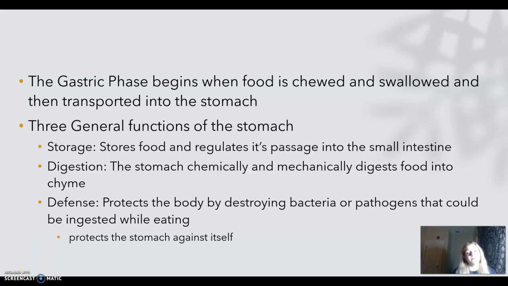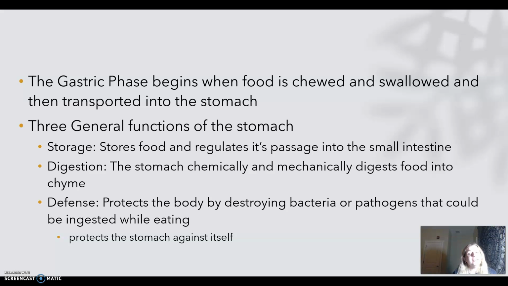So the gastric phase begins when the food is chewed and swallowed and then transported into the stomach. There are three general functions of the stomach. It includes storage, which stores food and regulates its passage into the small intestine. This is also where most digestion and absorption occur, and it helps regulate how much food is going into the small intestine, because if too much food goes into the small intestine, digestion cannot occur properly.